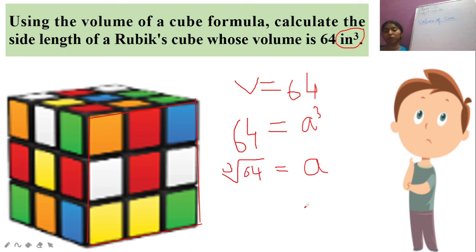So now tell me the answer in inches, the value of the side. So what is the value of a? Yes, very good students. So we get 4 inches as the side of the Rubik cube. Okay students, very good. So let's come forward.